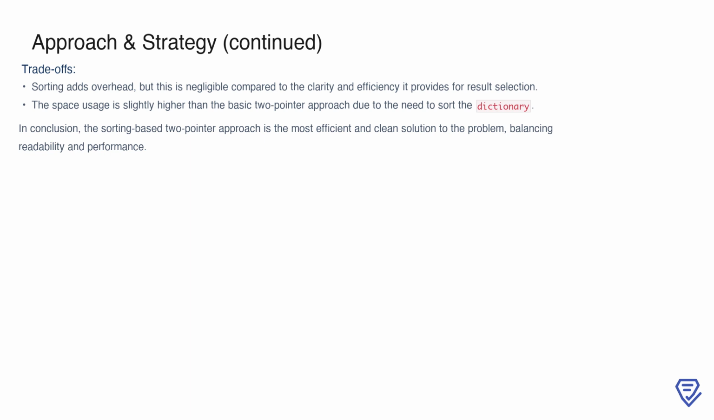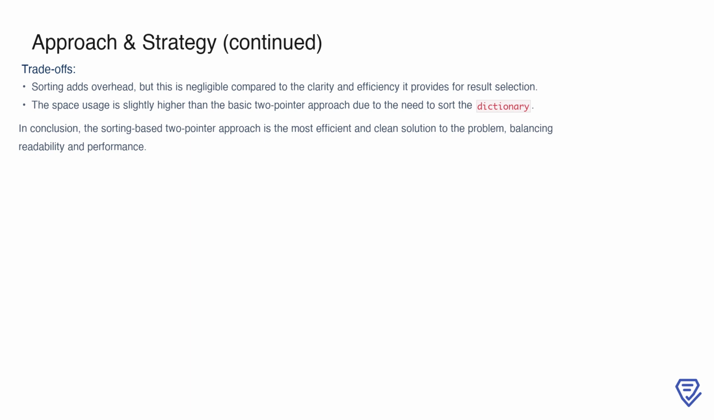While sorting the dictionary does add some overhead, the trade-off is minimal when compared to the benefits it provides. The process of sorting not only makes the solution more structured but also ensures that we can select the result with minimal additional logic. This slight increase in space usage is a small price to pay for the clarity and efficiency gained. Overall, the sorting-based two-pointer approach emerges as the most efficient and clean solution to the problem.